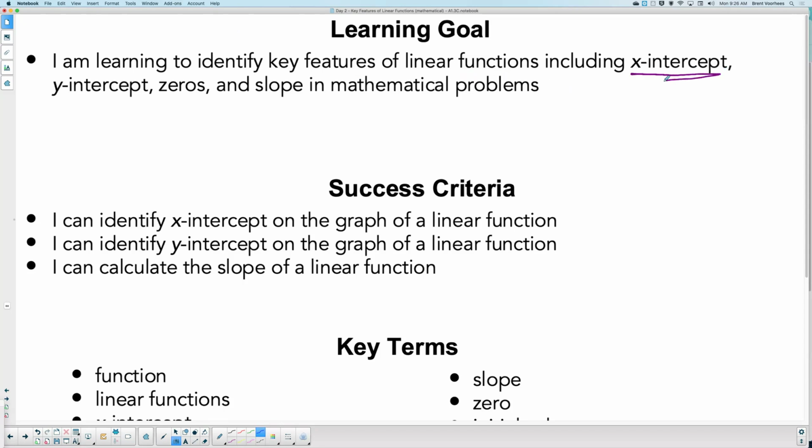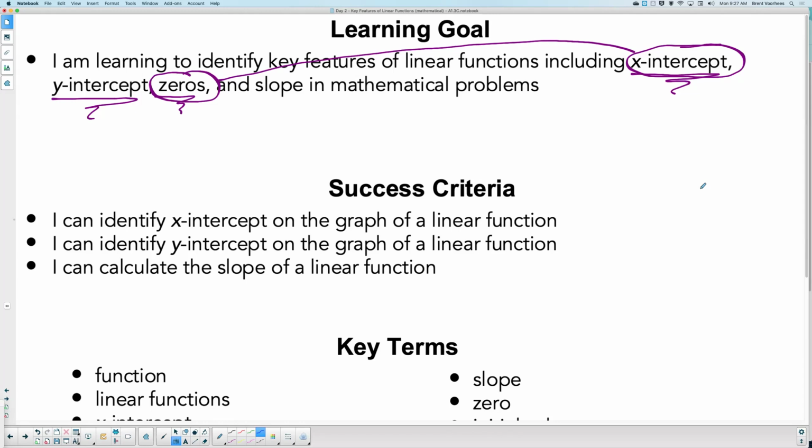Well, we might call them the x-intercept, the y-intercept. We could use the term zeros, which, by the way, a zero is an x-intercept. Those are the same thing. So go ahead, draw a circle around zeros. Draw a circle around x-intercept. Connect those two. Those are the same thing.